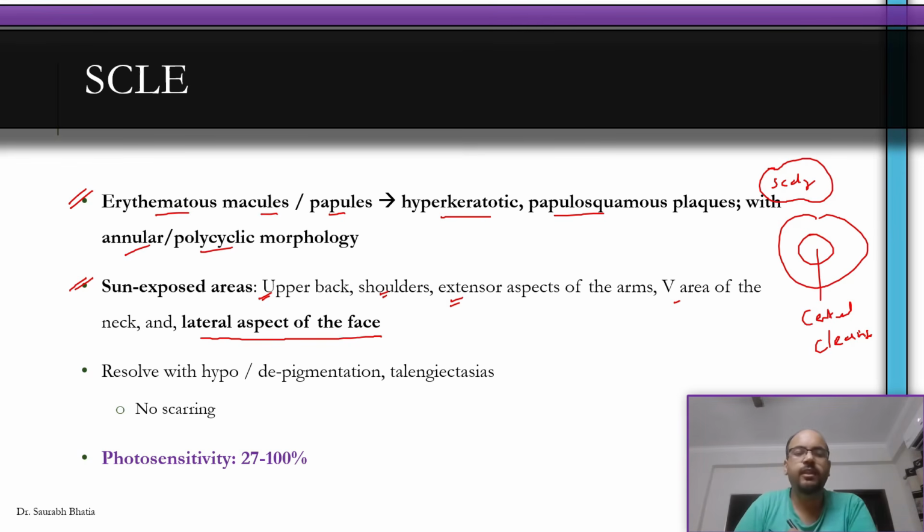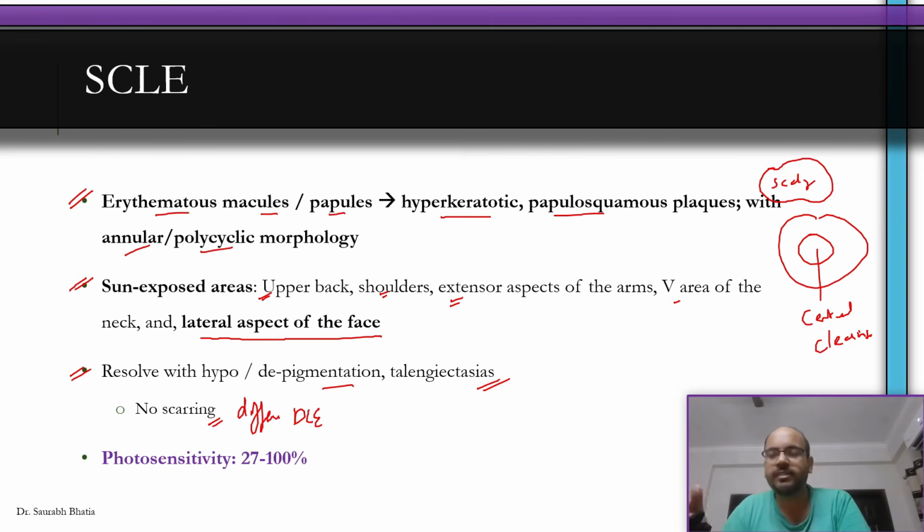They do resolve with hypo or depigmentation. That means pigmentary anomalies are there. They can in fact resolve with telangiectasias also, but there is no scarring, and that differentiates from DLE. So DLE heals with atrophic scarring, while SCLE heals without any scarring. Photosensitivity is seen in about 27 to 100% of patients. So you have more complaints of photosensitivity in patients of SCLE. Clear? Let's move forward.